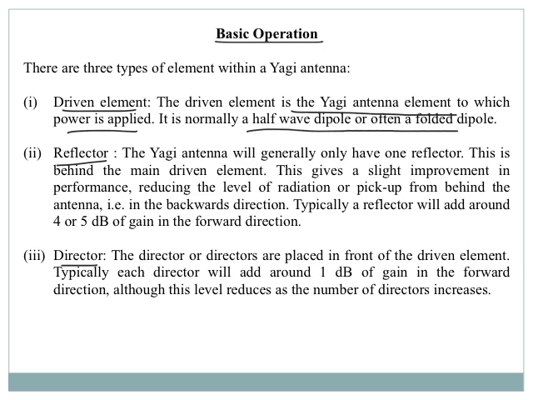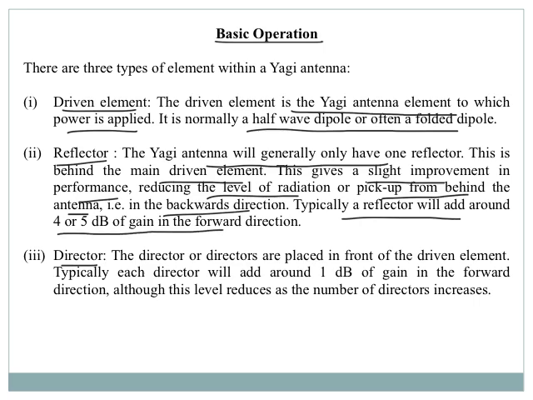Coming to the reflector, the Yagi antenna will generally have one reflector. This will be behind the main driven element, and this gives a slight improvement in the performance, reducing the level of radiation or pickup from behind the antenna, that is in the backward direction. Typically a reflector will add around 4 or 5 decibels of gain in the forward direction.